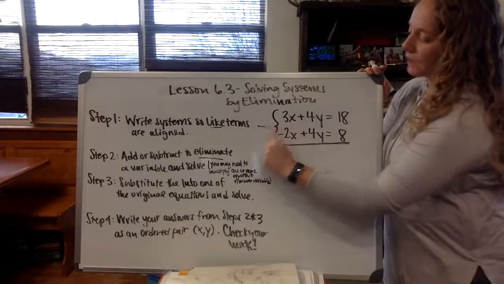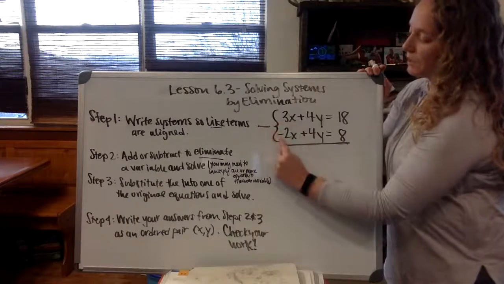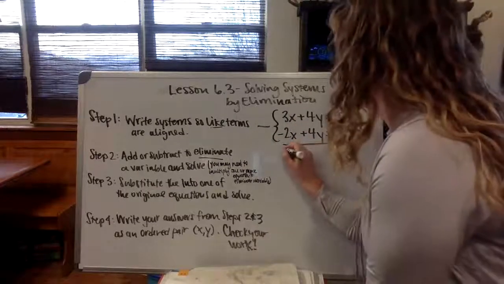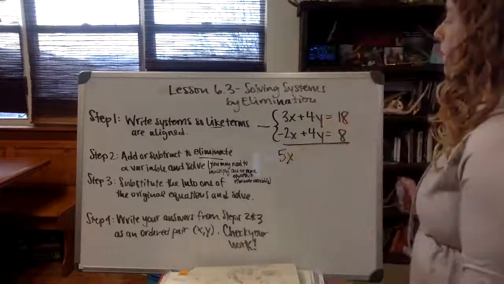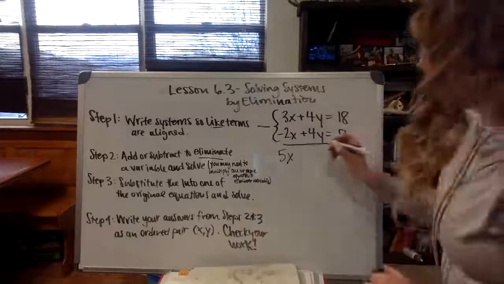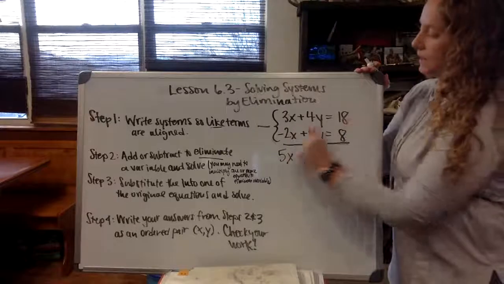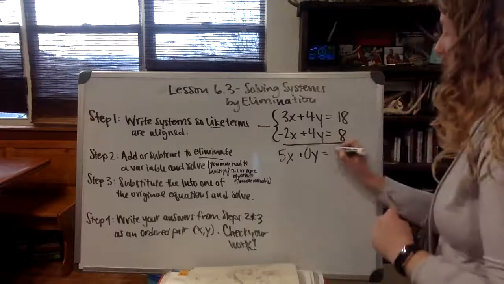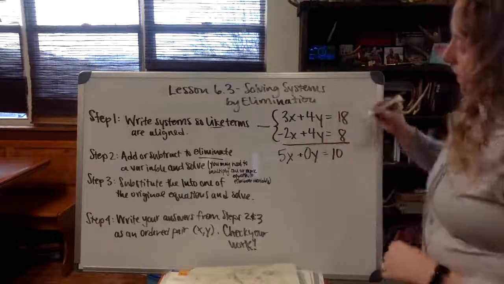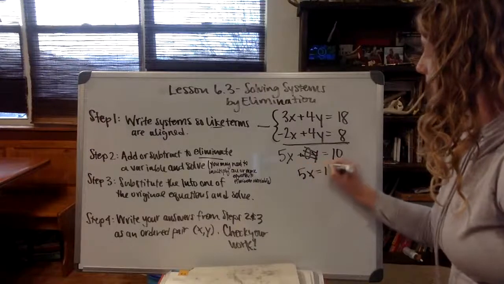So we have 3x minus a negative 2x. So 3x minus a negative is positive, plus addition. So 3x plus 2x equals 5x. 4y minus 4y equals 0y's. I'm going to put my placeholder there with the y values. 18 minus 8 equals 10. So now I can look at that 0 times y and I can say, okay, non-issue. I don't have to pay attention to it. Don't have to deal with it. I have 5x is equal to 10.